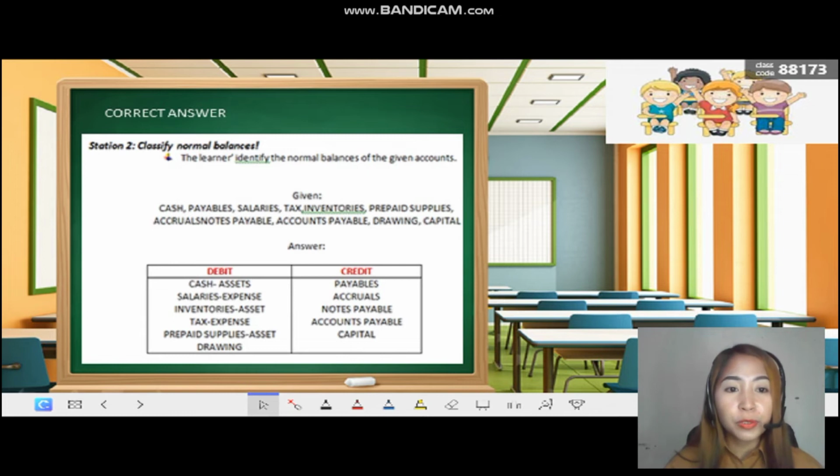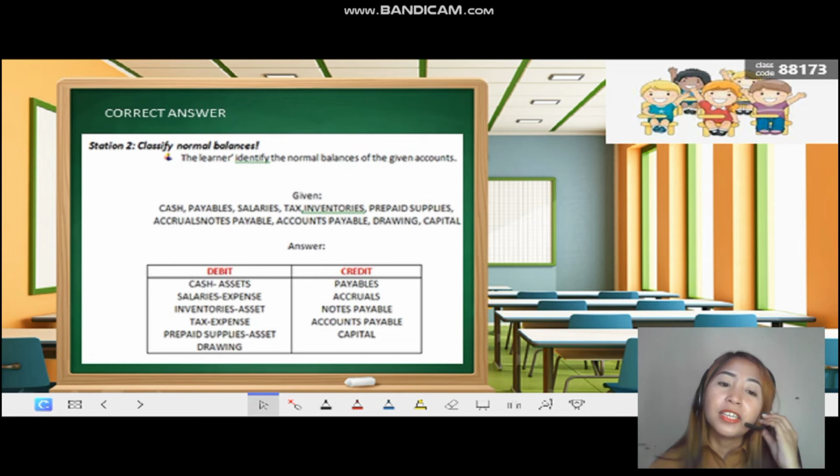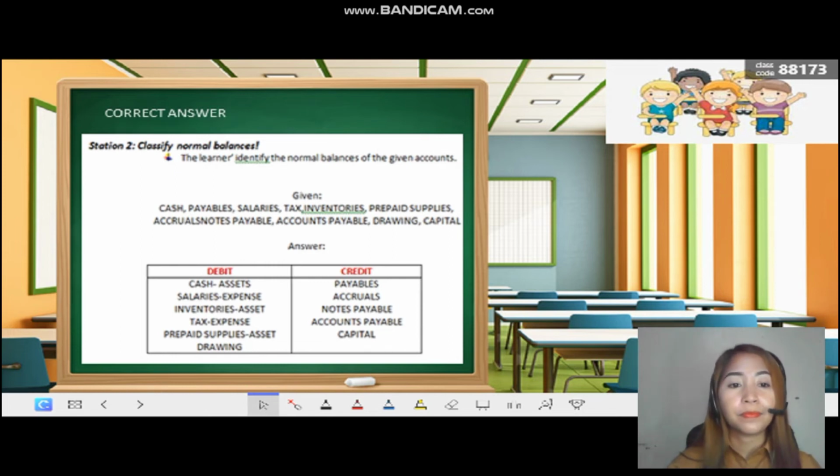For station 2, classify normal balances. So the correct answer for debit: cash, assets, salaries expense, inventories asset, tax expense, prepaid supplies asset, and drawing. And for credit: payables, accruals, notes payable, accounts payable, and capital. So that is the correct answer for station 2.